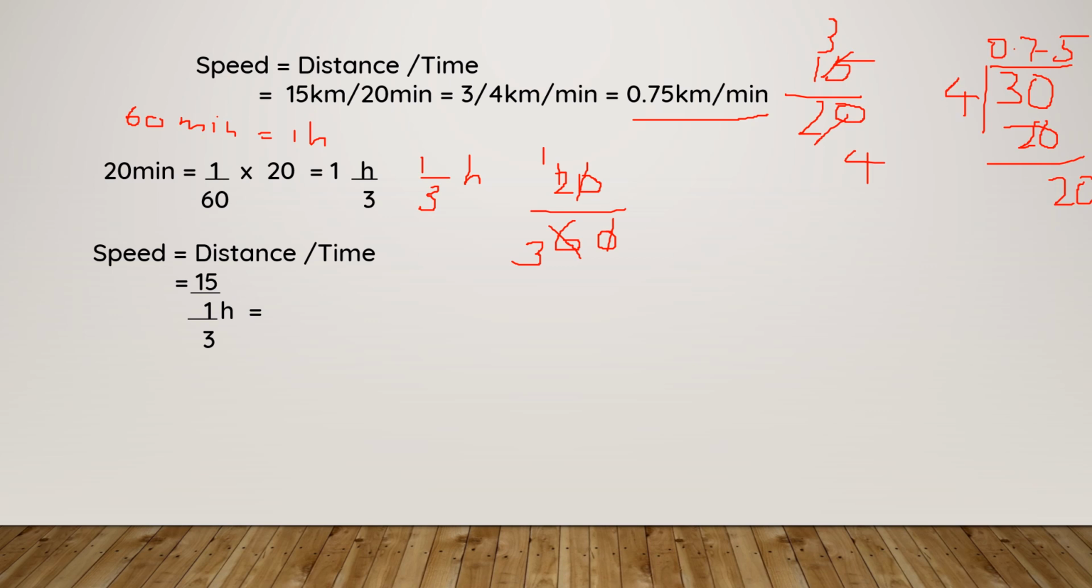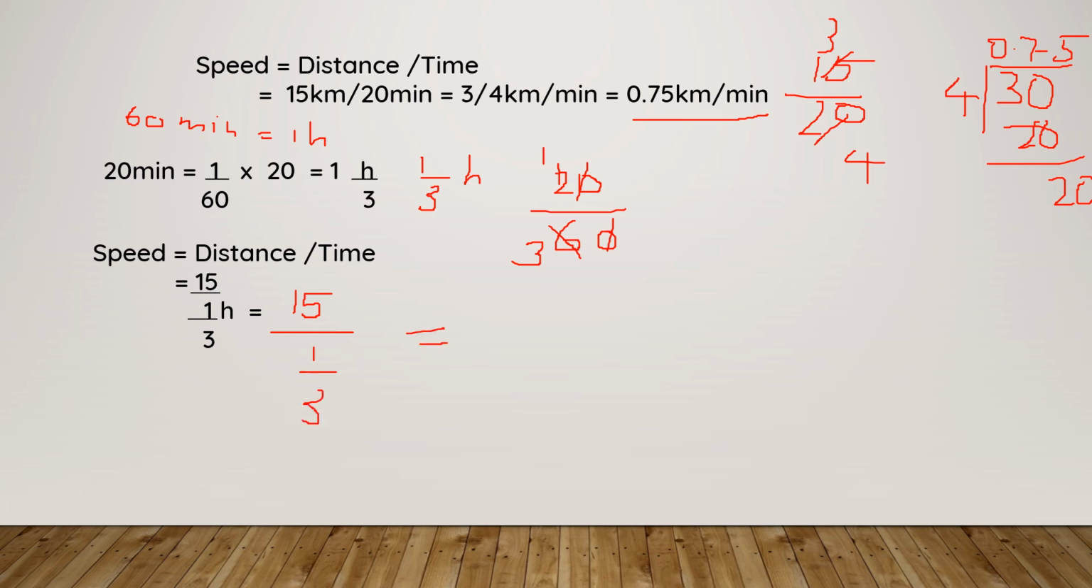Then we want to find speed. Speed equals distance upon time. So here distance is what? 15 and time is 1 by 3 hour. So I'll just write once again. Distance is 15 kilometer and time we already showed now, 1 by 3 hour.